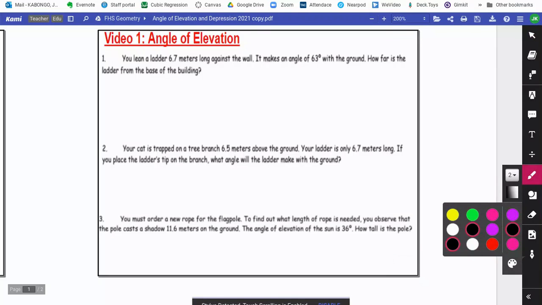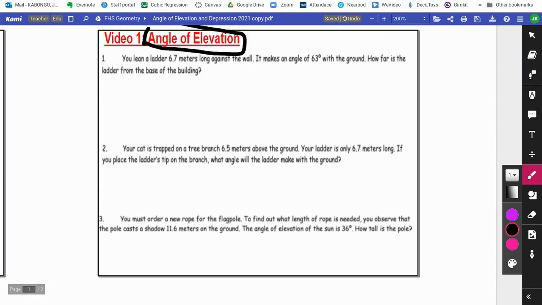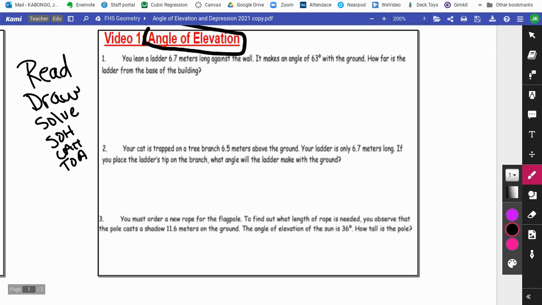So today we're going to be diving into angle of elevation. With angle of elevation, the question is, what does that even mean? This is how we're going to do this. We're going to read the word problem. We're going to draw a picture. Then you're going to solve using SOH CAH TOA. Let's put that to work.